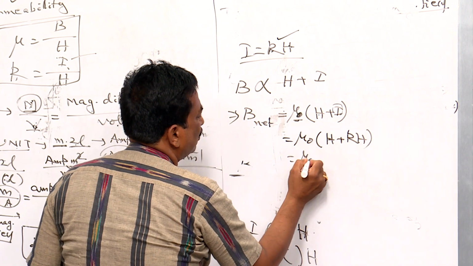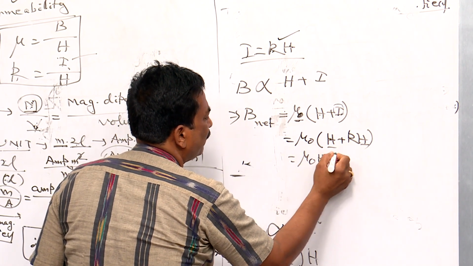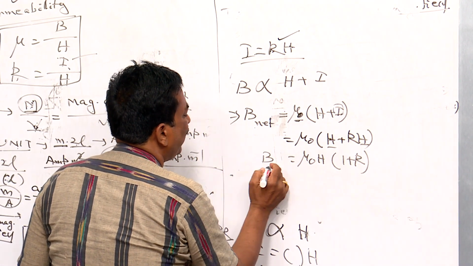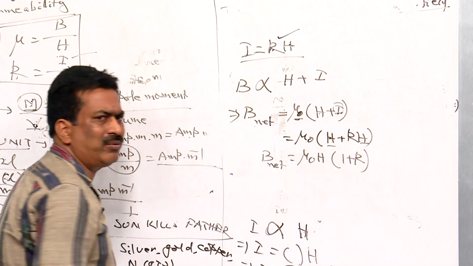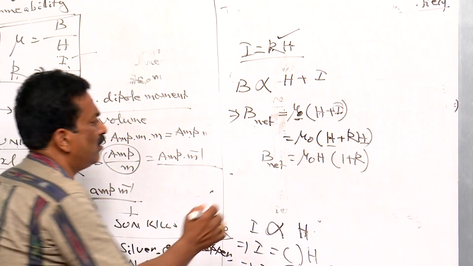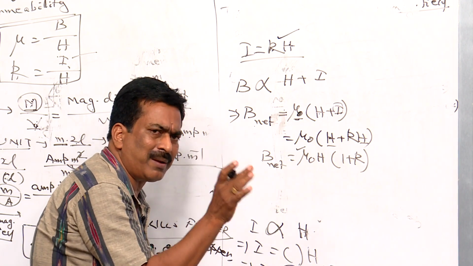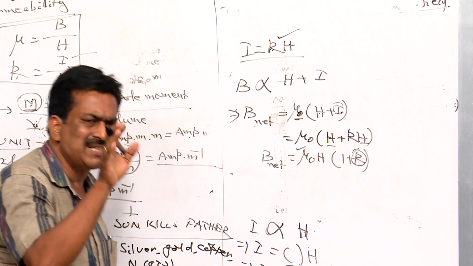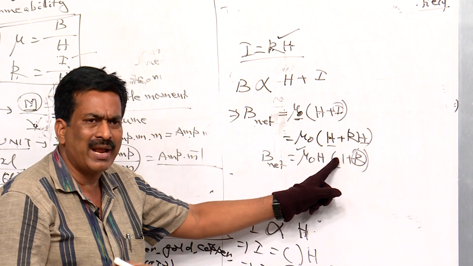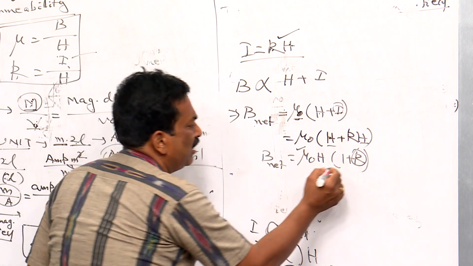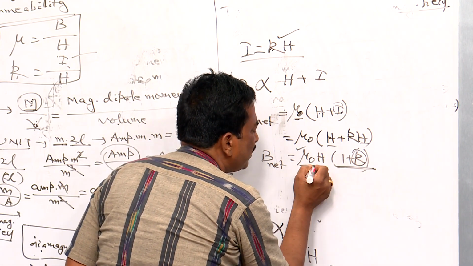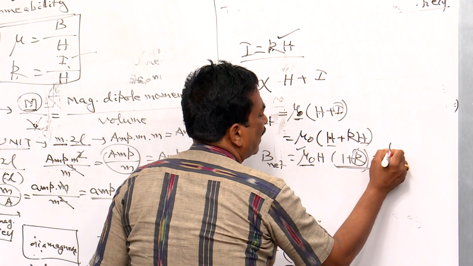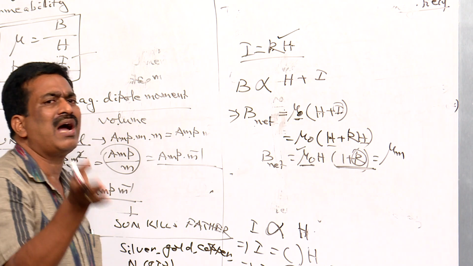So that is equal to mu 0 H, and 1 plus kappa is equal to B net, we are saying the net one. This mu 0 is the permeability of free space, that is a constant. Kappa itself is a constant, constant plus 1, so the total is a constant. With mu 0, the total is a constant, and that total constant is taken here as another mu.